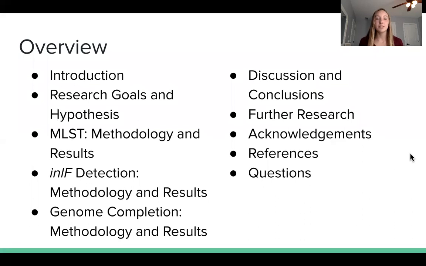Before I begin my research presentation, I'm going to give you a brief overview about what I'm going to be talking about. I'll start off with an introduction, and then I'll go into my research goals and hypotheses. And for this research, I had 3 different projects, so I'm going to talk about each of them by methodology and results. I'll first talk about my MLST project, and then I'll go into INLF detection, and then I'll finish off with my genome completion project. After that, I'll go over the discussion and conclusions for each of those projects, as well as some further research that I have in my acknowledgements and references. And finally, I'll open the floor to questions.